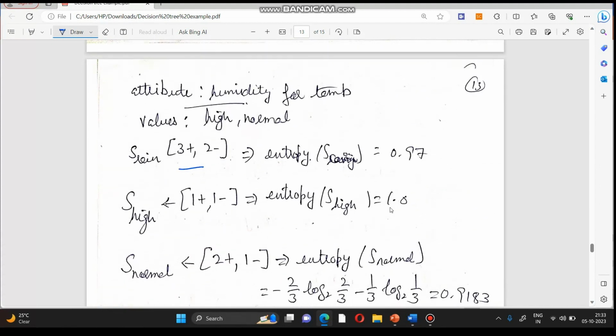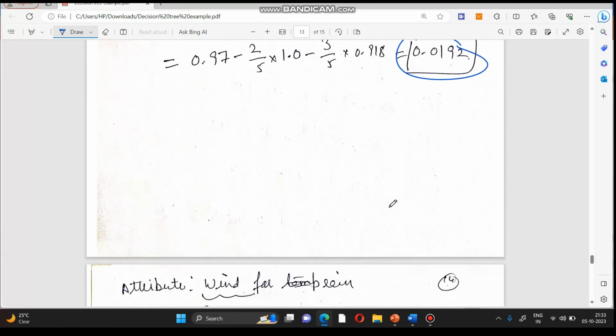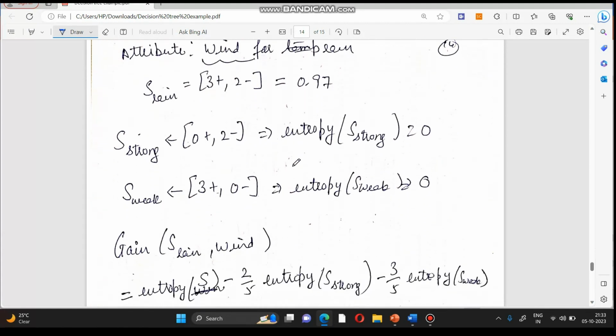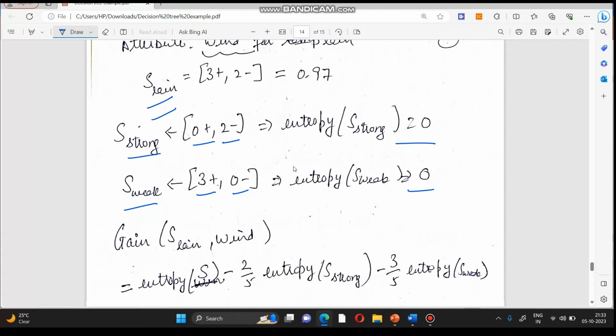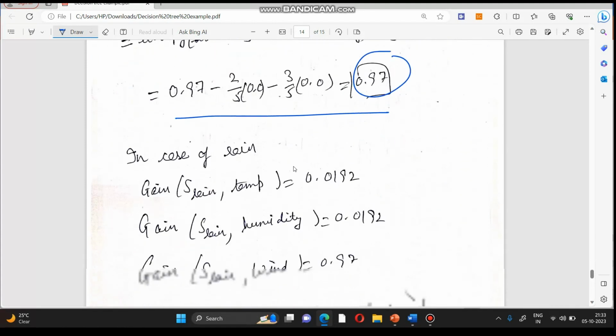For attribute humidity, 3 plus 2 minus, it will become 0.97. When it is high, we got 1.0. For normal, we get this. Now we will calculate the gain for rain and humidity. So we got 0.192 in this case. We will proceed to the wind attribute, where we have strong and weak. For strong, 0 plus 2 minus, so obviously entropy will be 0 because one of the values is 0. For weak, 3 plus 0 minus, obviously entropy will become 0 in this case. Now using these two entropies, we will calculate the information gain for rain. This is the formula and we get the information gain in this case.